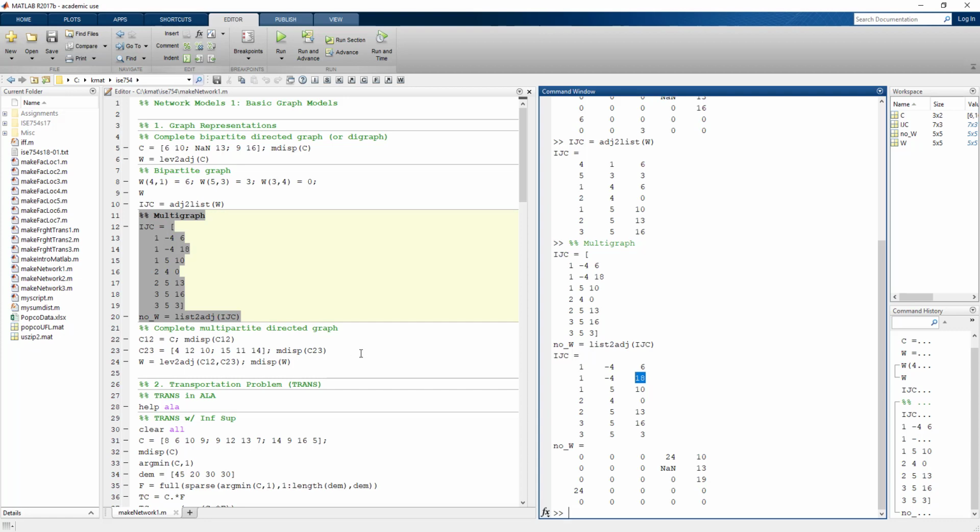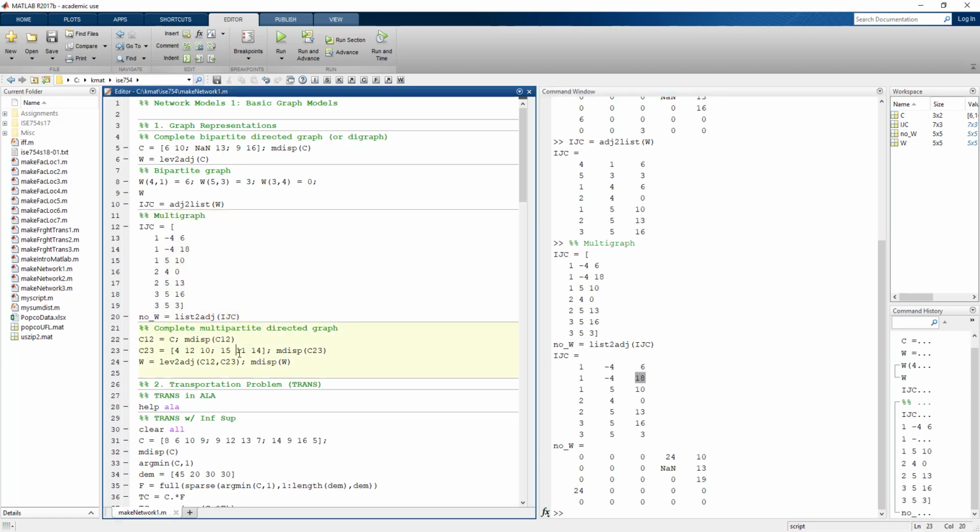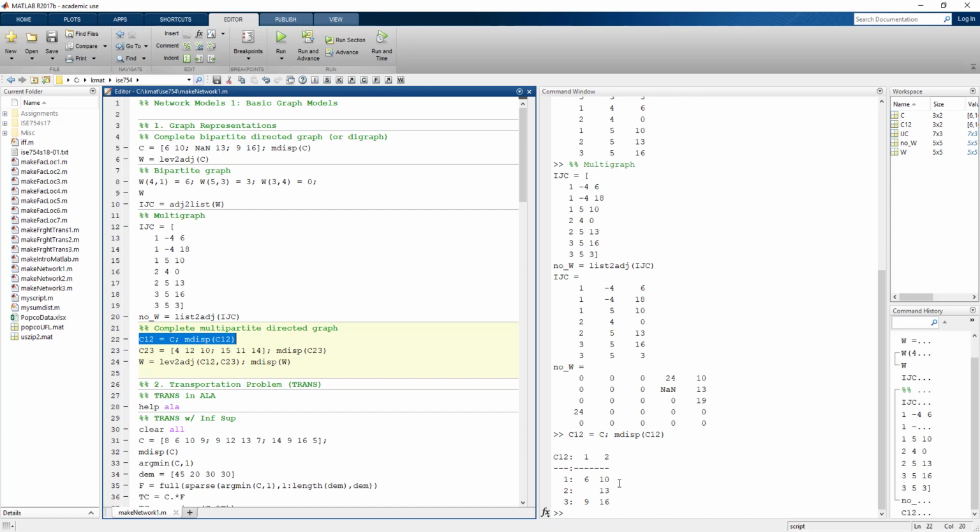And by convention, we use the number 2 to indicate those transforming functions that take one representation and convert to another representation. The next example is a complete multipartite directed graph. And for this example, I'm going to copy the original interlevel matrix, and I'm going to label it C12. And then I'm going to add a third level.